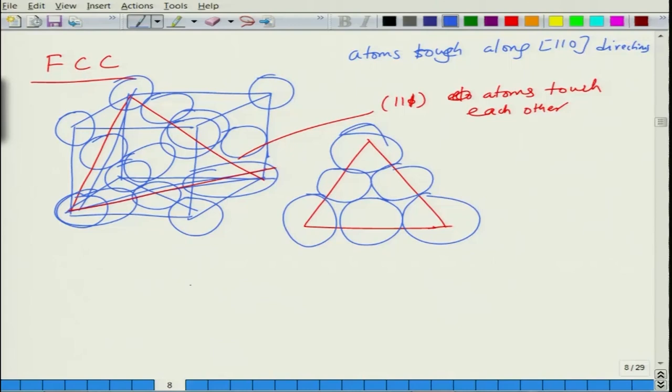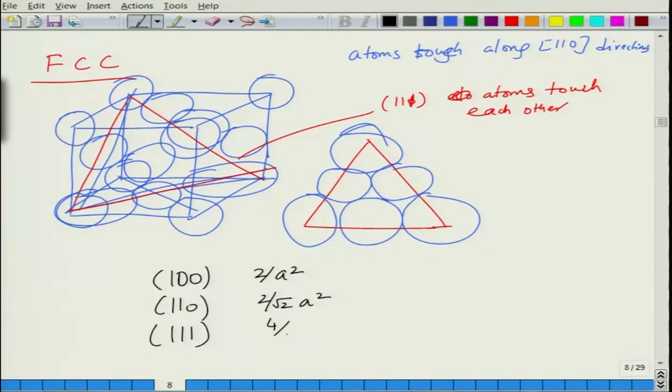If you now calculate the atomic density for different planes, for 100, for 110, for 111, this will be 2 divided by a square, this will be 2 divided by root 2 a square, this will be 4 divided by root 3 a square. So this has the highest atomic density and it is the closest packed plane. This is how you work out the planar density.